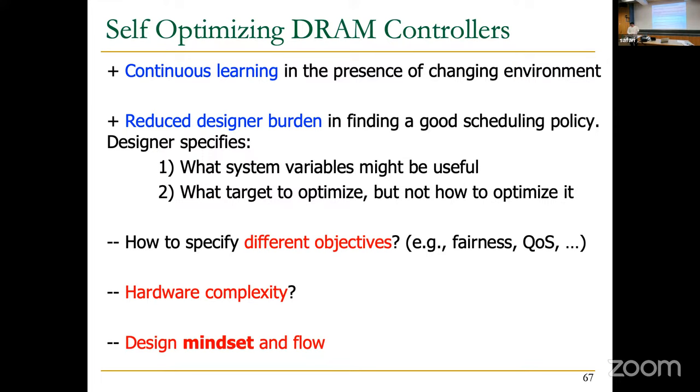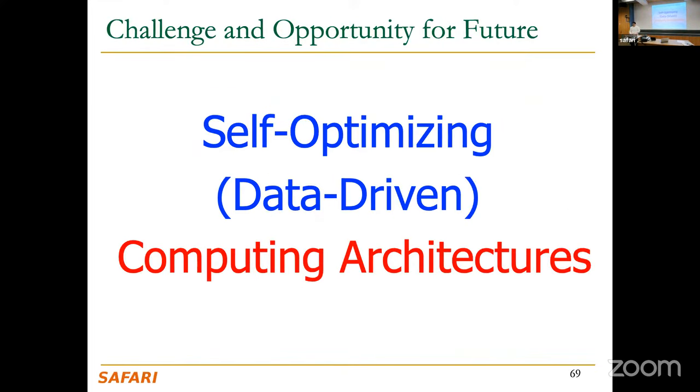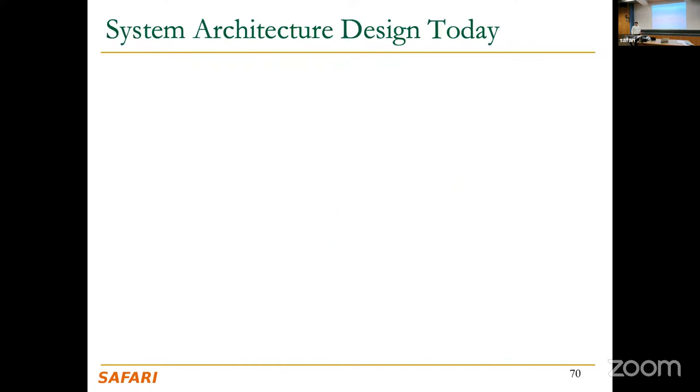Okay. Cool. Again, this is the paper. And this is an example of such an architecture, right? That self-optimized and data-driven architecture. And we'll talk more about these.